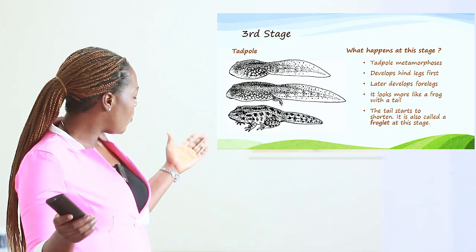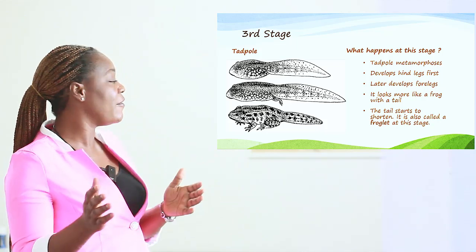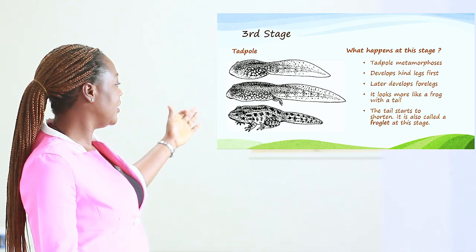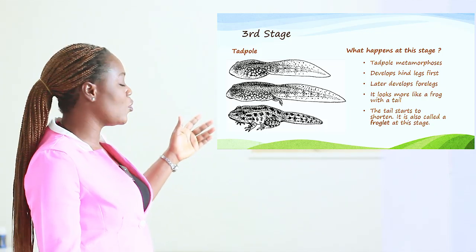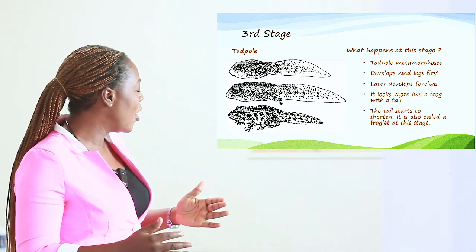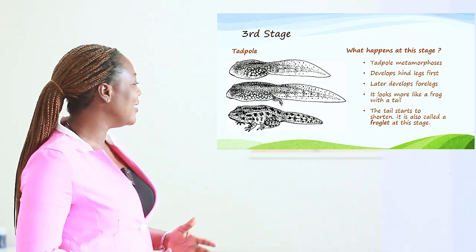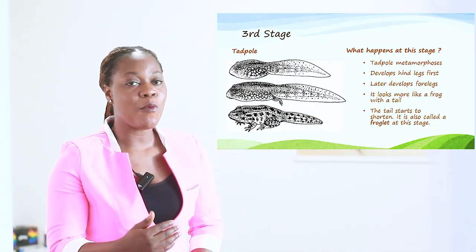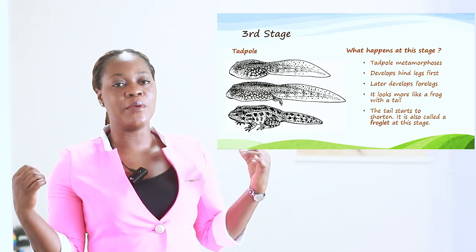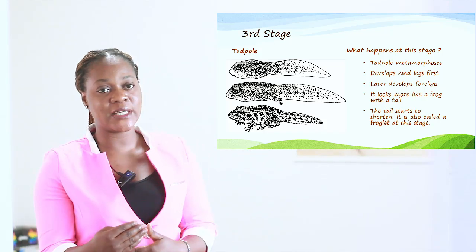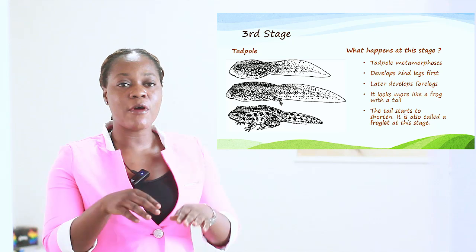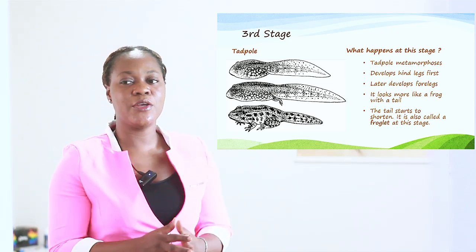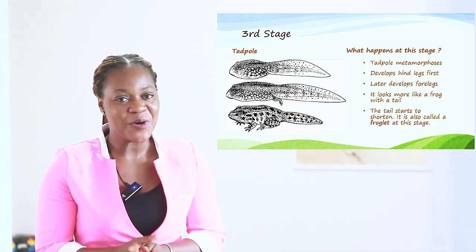froglets. Why did I say froglet? Froglet is different from tadpole. You can see 3 diagrams on this image here. The first one is tadpole. The second one is another stage of tadpole. And the third one is called froglet. It means the tadpole develops its back legs first. Later, it develops the front legs, making 4. It looks more like a frog with a tail.